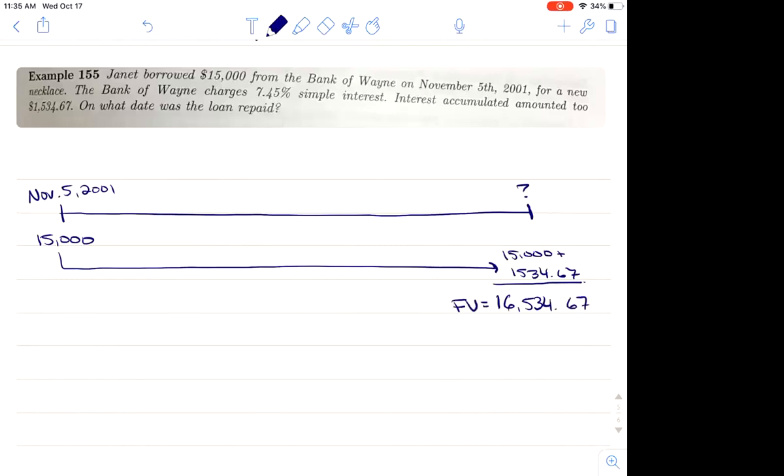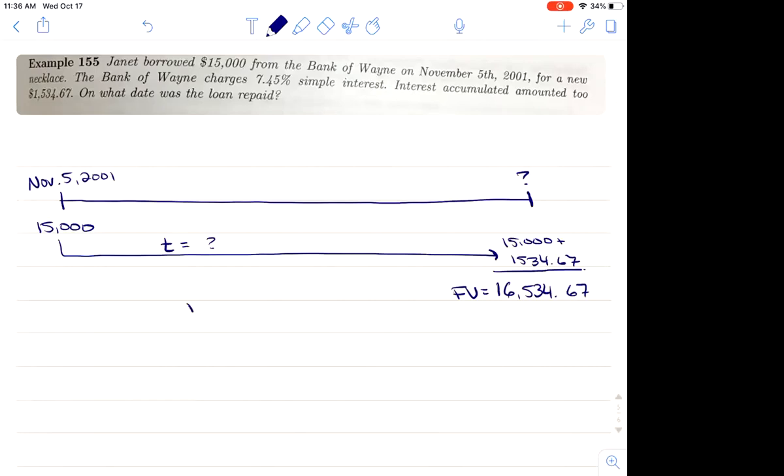Okay. So here, we need to find this time. We're also told that the rate, the interest rate, was 0.0745.